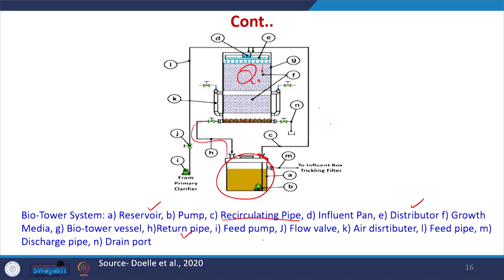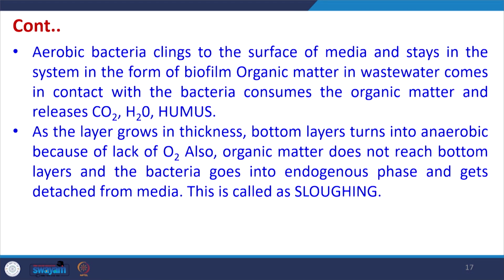Then a feed pump will be required, and certainly a flow valve has to be there for better distribution, and an air distributor if required, and a feed pipe, a discharge pipe and a drain port. So, these are the essential features of a biotower.